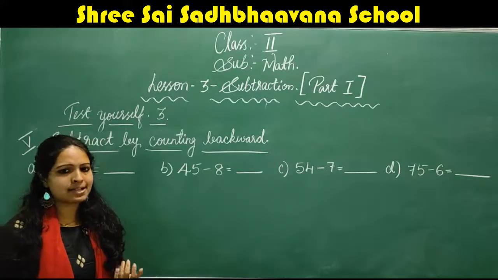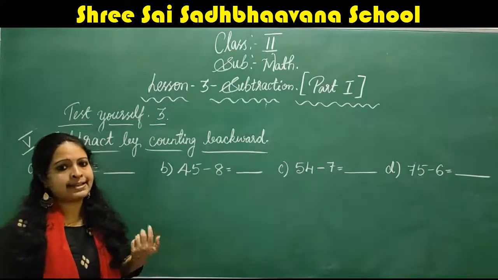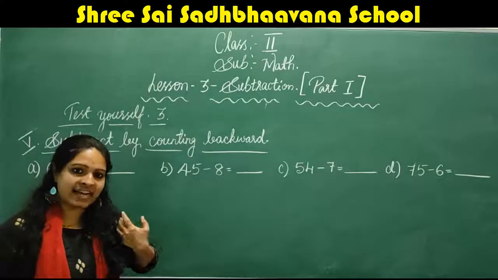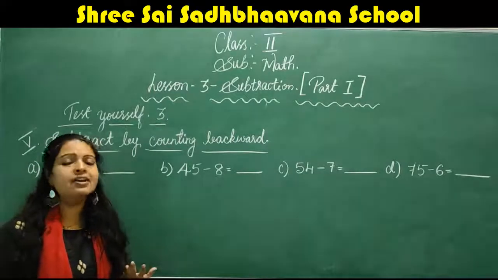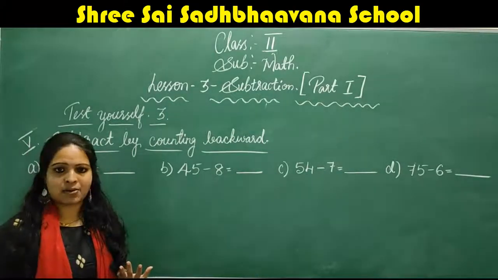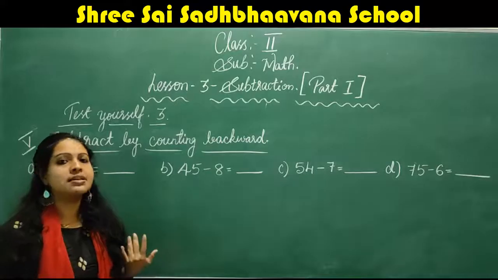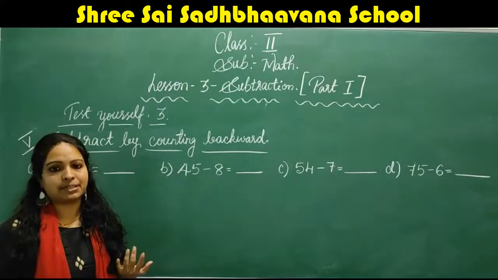How to say the backwards number? 100, 99, 98, 97. In that way we are coming back, right? So such numbers are known as the backward numbers. When you are counting backwards, they are called the backward numbers.